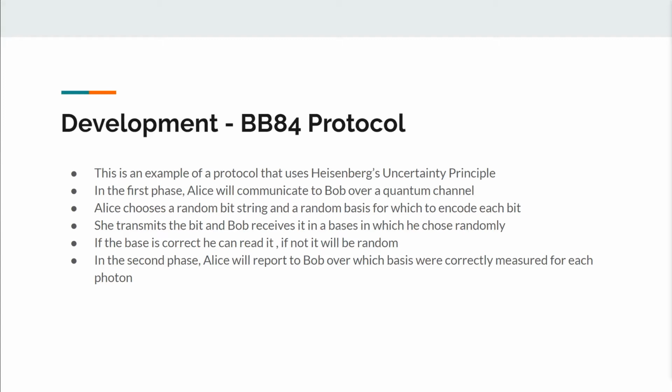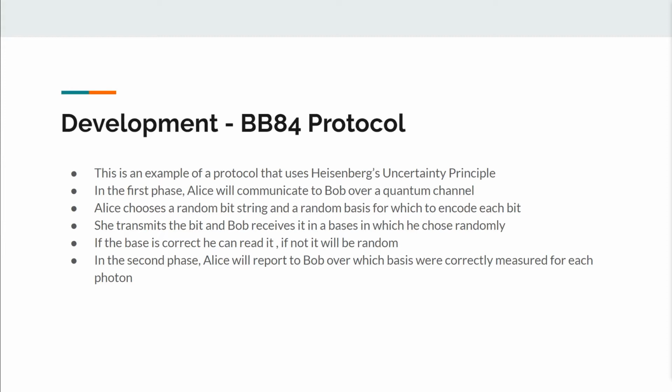So how this works is in the first phase, Alice will communicate to Bob over a quantum channel. Alice will randomly choose a basis, rectilinear or diagonal, by which to encode each bit. She begins by choosing the bits from a random string of bits, essentially. So she'll transmit a photon for each bit from that random string of bits, with the corresponding polarization that she chose, either rectilinear or diagonal, and send it to Bob.